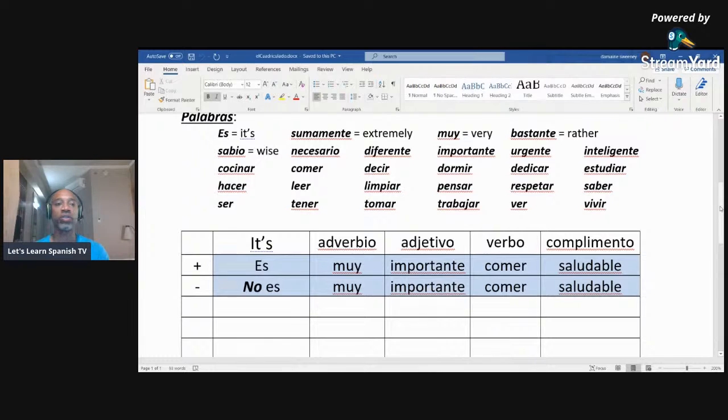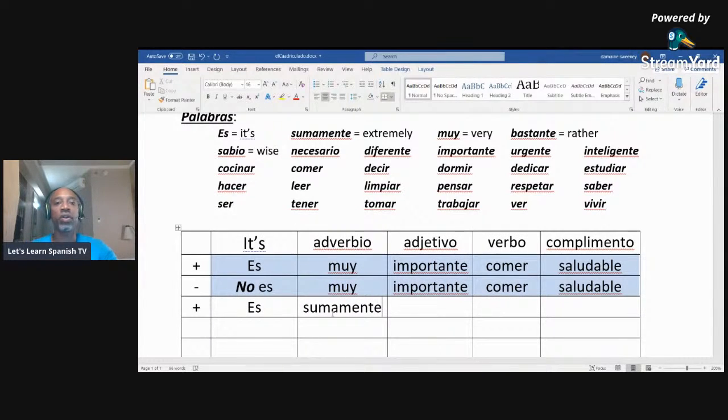Okay, so let's put something together here. Of course, we start off with the verb es or no es. Let's do a positive. So what goes here? Es. Good job. Now, let's choose un adverbio. Let's use a big syllable word. Sumamente.